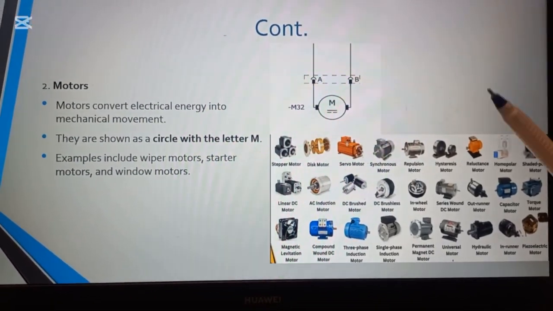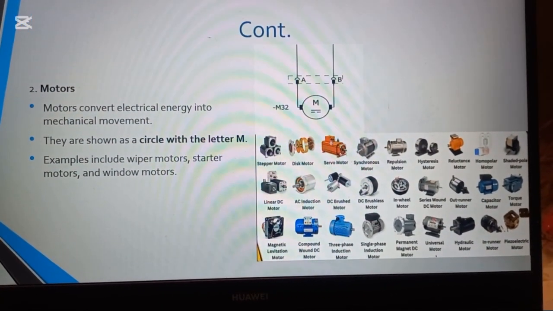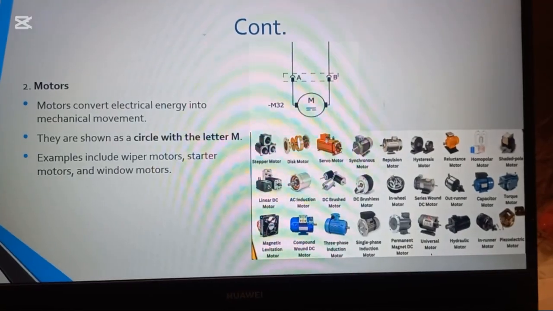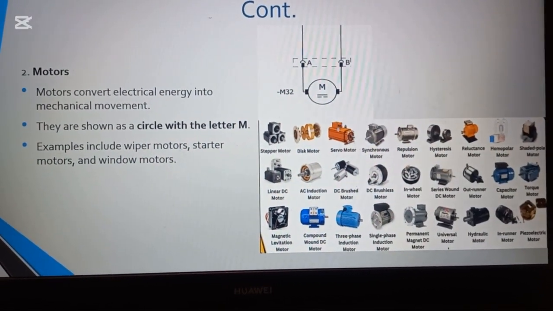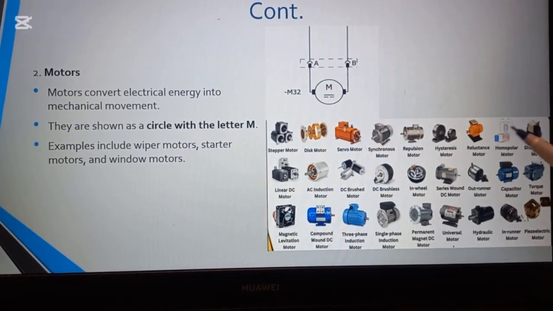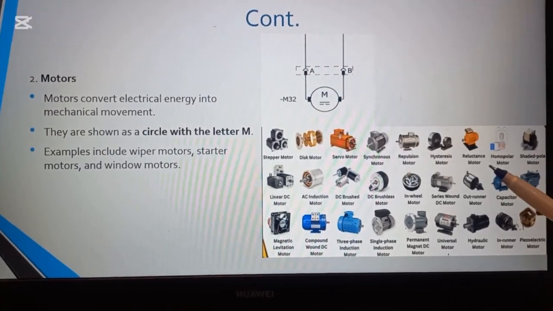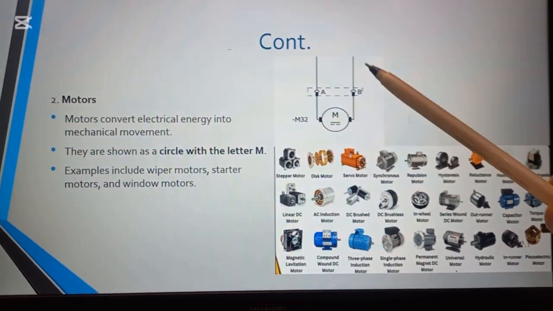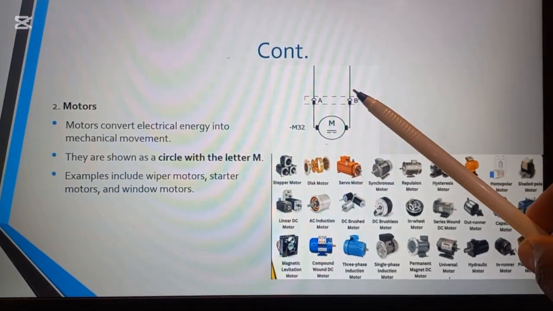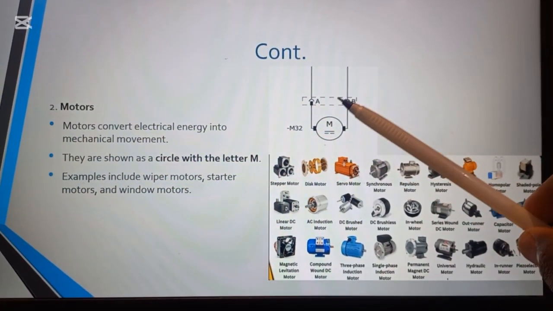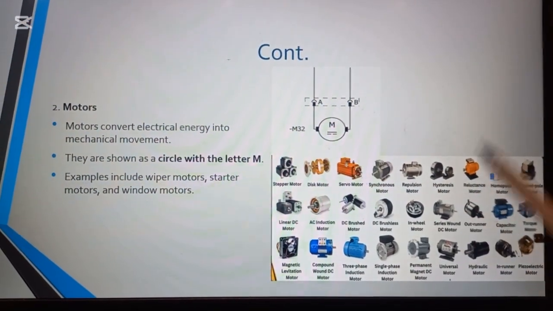We will have motors. Motors, there are very many. We have starter motors, wiper motors, window motors, we have several of them. This is how motors look in normal operation, but on the schematics you'll find something like this. It is really important to understand these symbols, so that when you see something like this, your mind rings very fast, it is a motor.